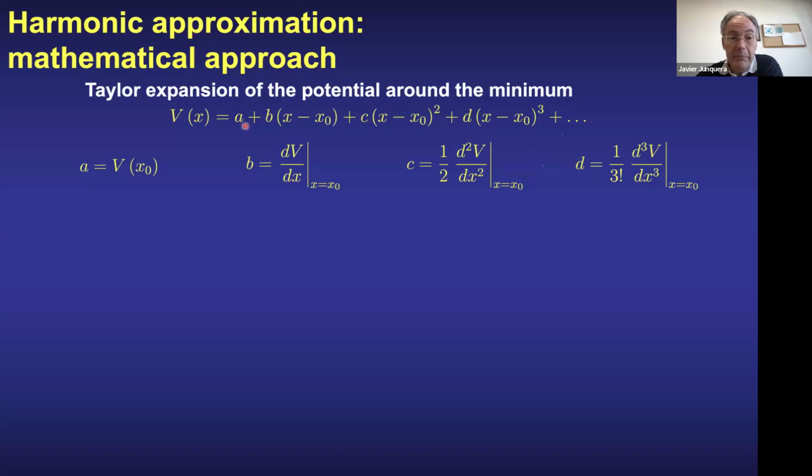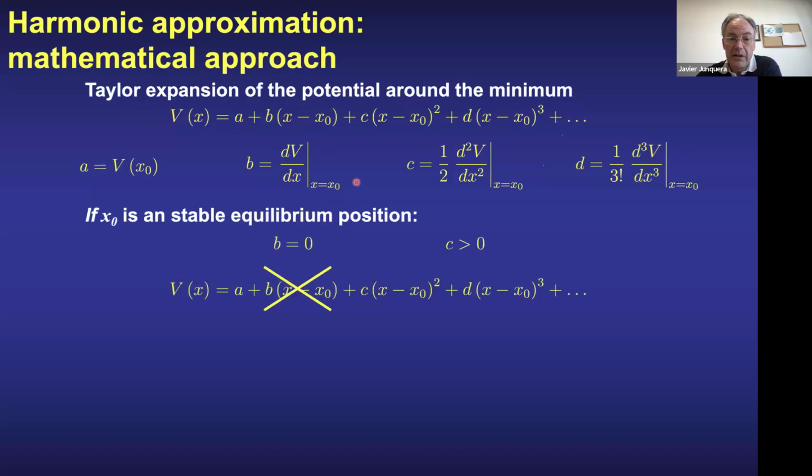Remember here that A, B, Z, D, and so on and so forth are not functions. They are just numbers. So A is the potential evaluated at the minimum, B is the first derivative evaluated at the minimum, Z is 1/2 of the second derivative evaluated at the minimum, and so on and so forth. So now the point is that if we are at the minimum, by definition of minimum, the first derivative is 0, and then we are getting rid of this linear term here, okay?